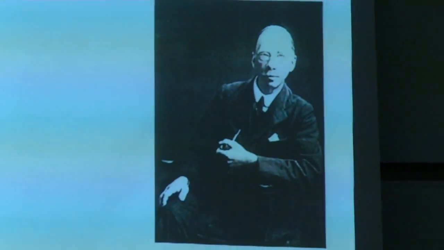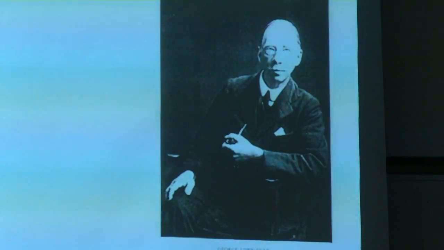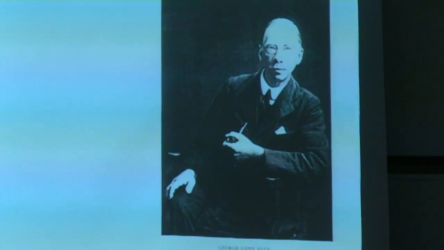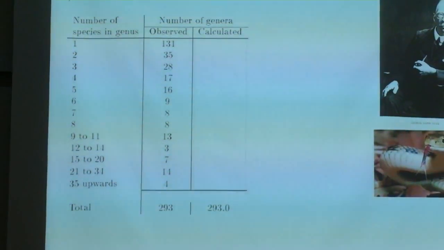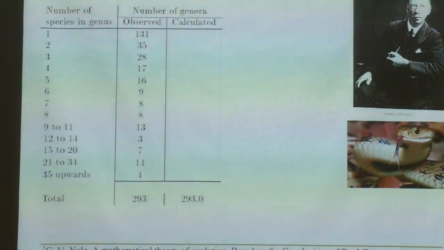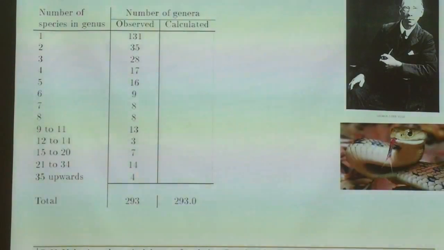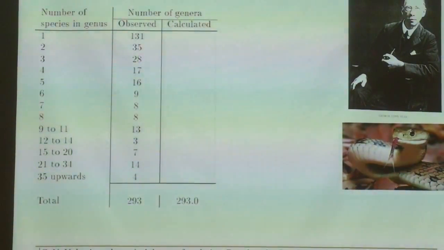George Udny Yule was sent some data by one of his colleagues in the Royal Society, and he was interested in this question, why is it that... this is the number of species in a genus. So in this study, this is of snakes, there's 131 genera that just have a single species in it. And then there's 35 that have 2 species. So lots of genera with just 1 or 2 species, but then you have this long tail.